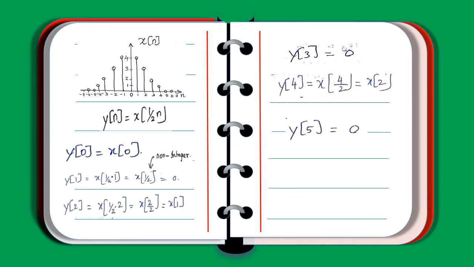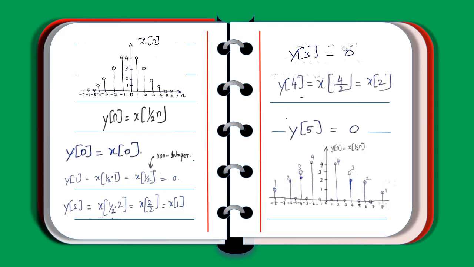Similarly, we can substitute for the negative values of n also. After calculating all the values of y of n, we can plot the graph of y of n as follows. We can see that at 0, the value of y of 0 is equal to 0. At 1, it is equal to 0. At 2, it is 4, then 3, 0, 2, 0, 1.